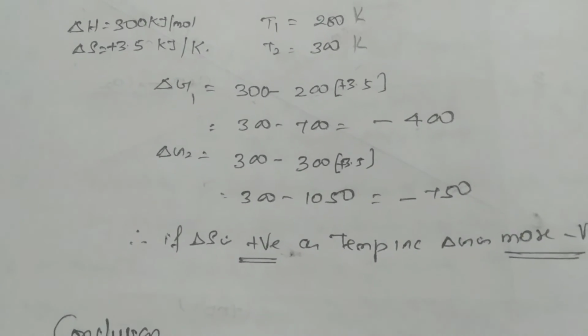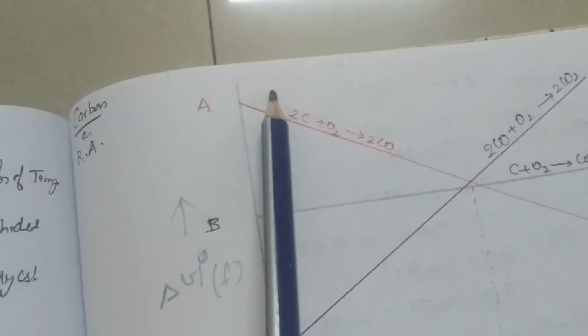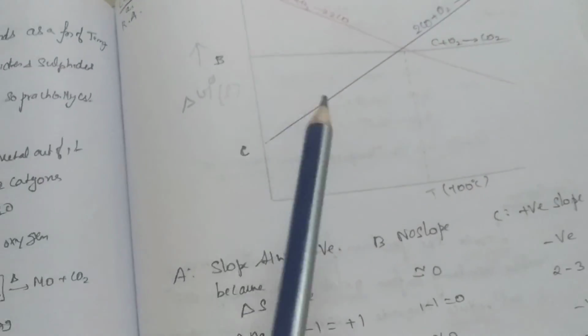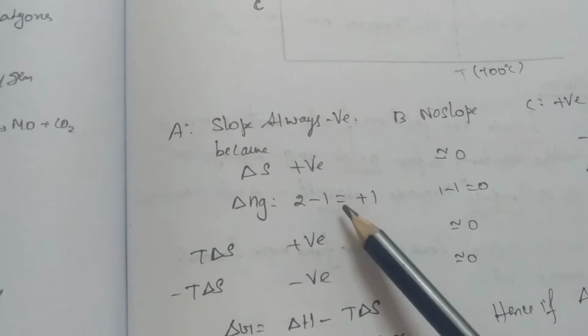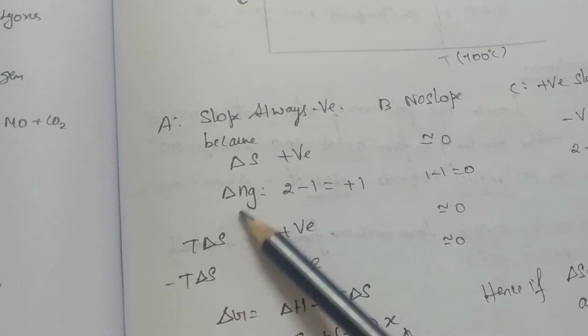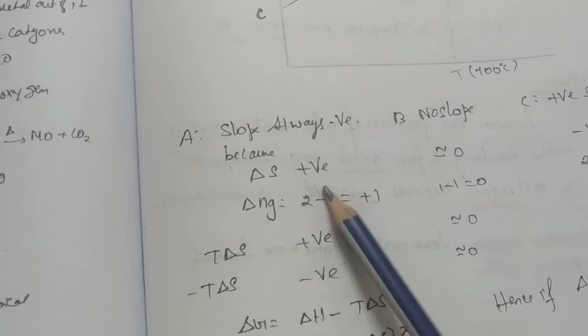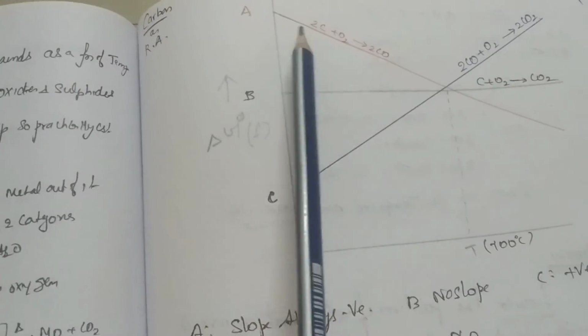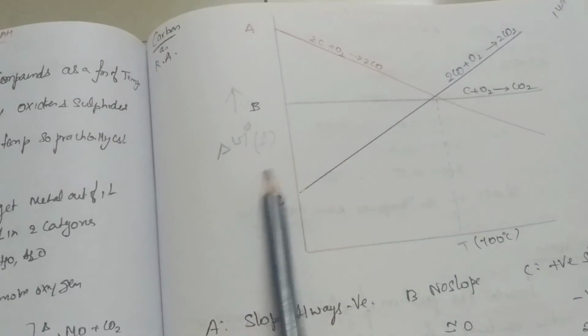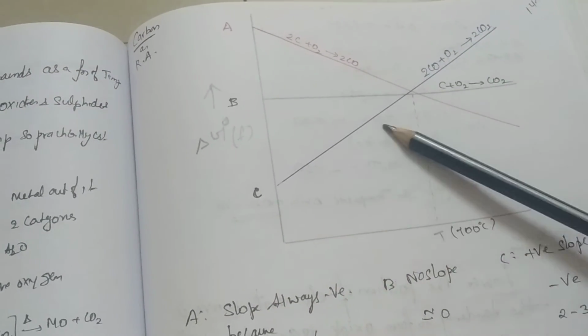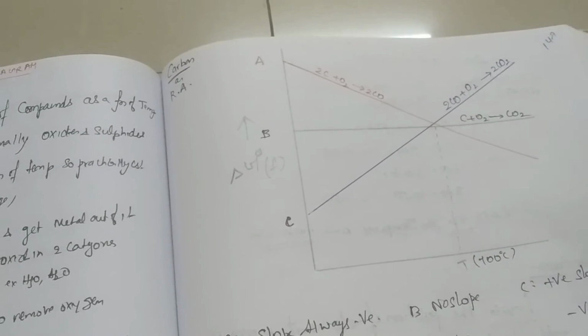So this is possible only for one particular reaction, that is this one: C plus O2 gives 2CO, because as I said, the change in the number of moles is positive, and only for this particular reaction do we have a negative slope. For all other oxide formation, it's going to have a positive slope, because the tendency to decompose is going to increase slowly till a particular temperature.